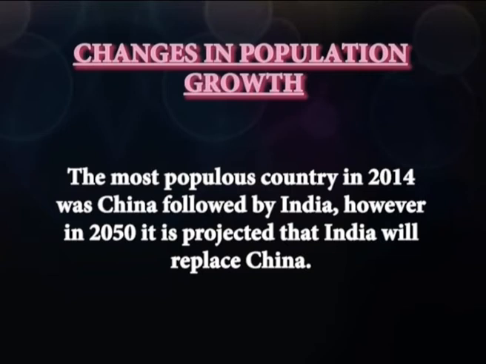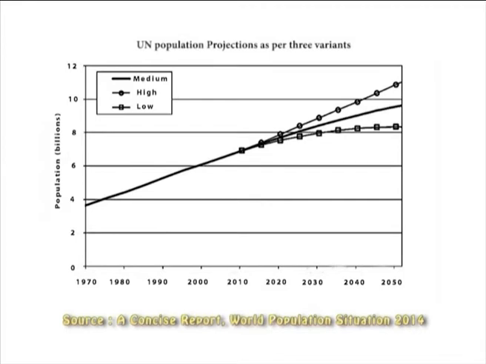The most populous country in 2014 was China, followed by India. However, in 2050, it is projected that India will replace China. The UN has projected population as per three variants. The medium variant is the possible future pattern of population if the behavioral change in childbearing resembles those of the past for population at similar levels of fertility. As per this variant, population is predicted to be 9.6 billion in 2050.